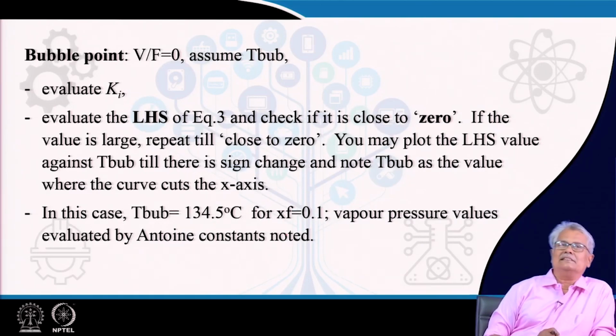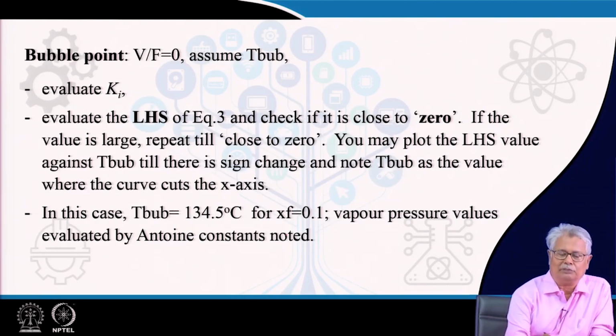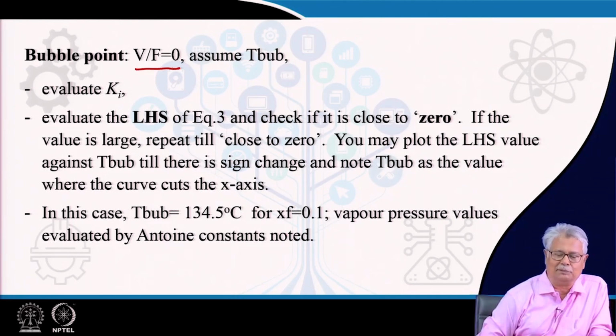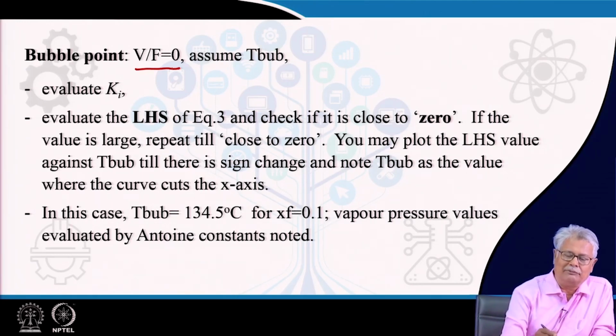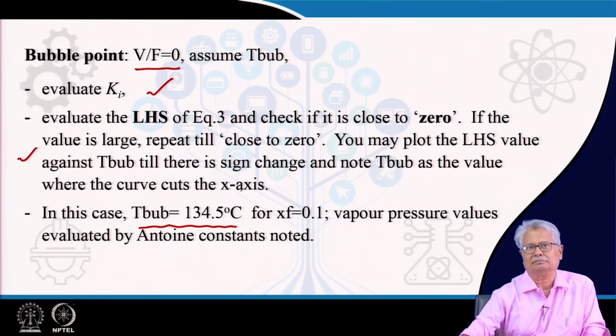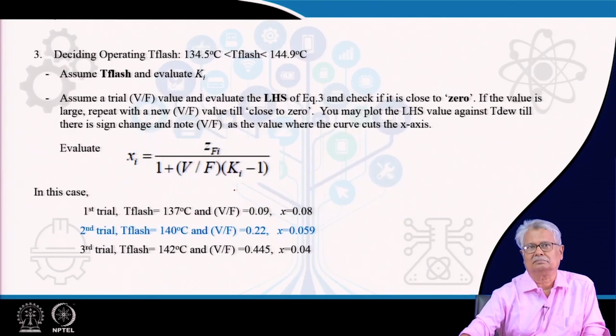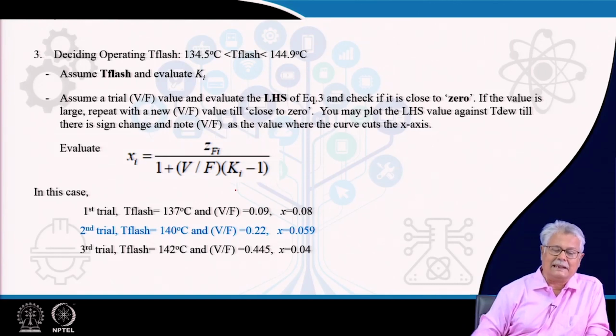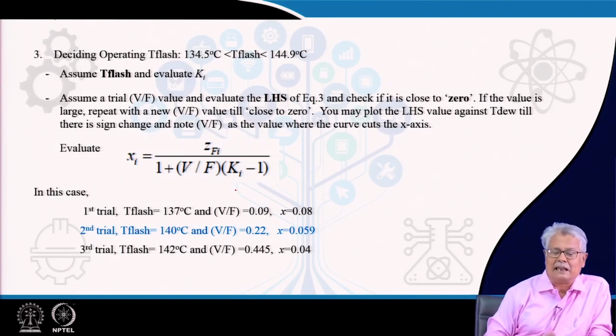Exactly in the same way we solve for the bubble point, for which we know that my V by F is going to be 0. We evaluate Ki, we evaluate the left hand side, and we find that the bubble point is 134.5. The next is deciding the flash temperature, which has to lie between these two, 134.5 and 144.9.